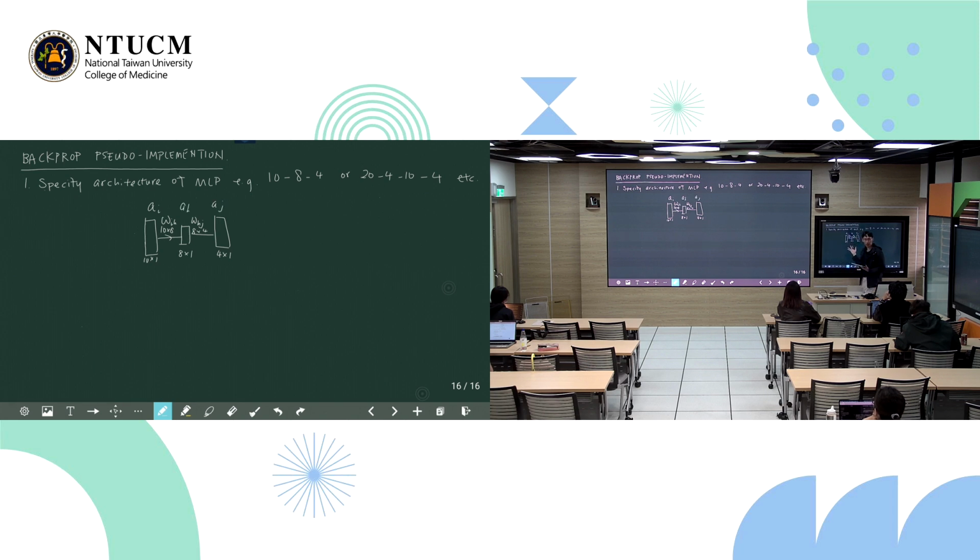When you specify it like that, you know absolutely that in your code you're going to need these variables. You're going to need an AI, an AH, an AJ. You're going to need WIH, WHJ, and the sizes of these arrays are going to be like this. Okay? And if you care, you can show that it's going to be like that. The shape. So, you can have many different shapes.